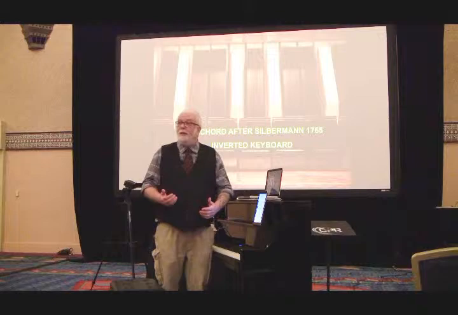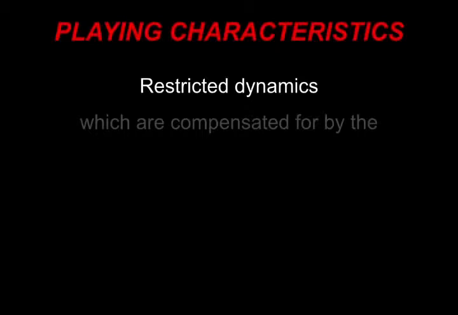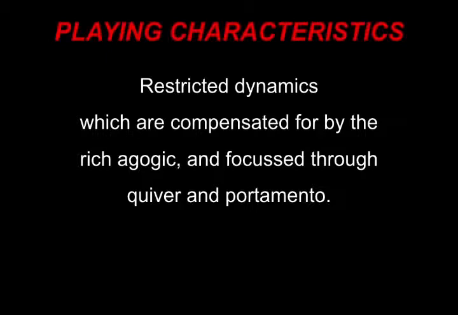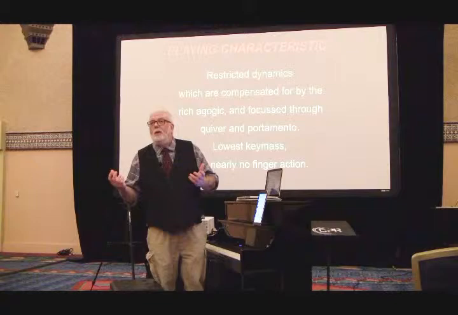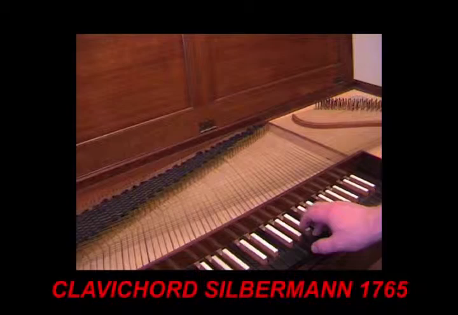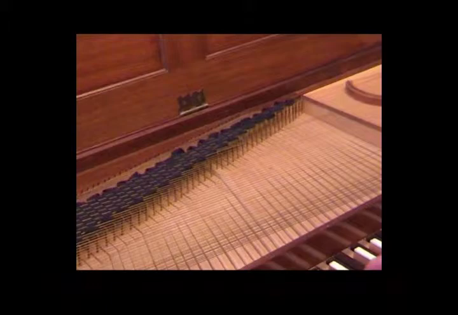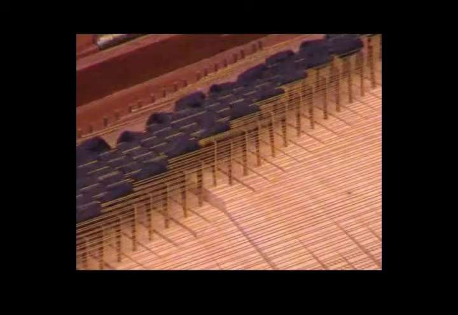So the playing characteristics are restricted dynamics, which are compensated by rich arpeggio, and you have to bend the tempo to be expressive, vibrato, portamento, and the lowest keys. It means I'm playing in key contact, so I have nearly no finger edge. Why? I'm producing the sound with my finger. This is a tangent, but it's not an action, it's a lever only. And being in contact with the string, I can produce vibrato and even portamento.